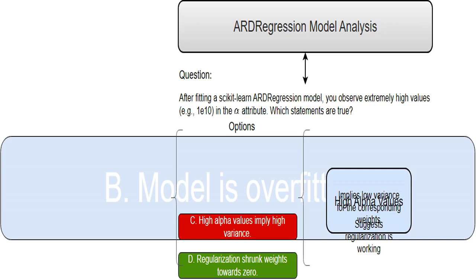This option states that the regularization process in ARD regression effectively pushes weights of less important features toward zero. High alpha values are the direct result of this process. They show us that regularization is working to make less important features have less impact on the model's predictions. This is another very important point to highlight.